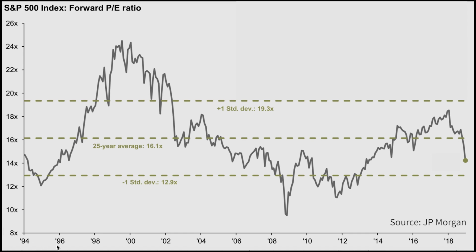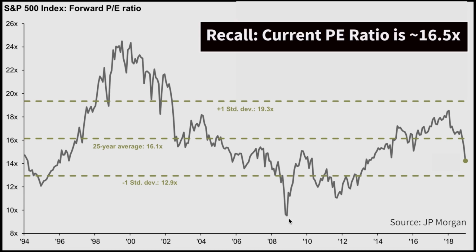So for example, let's say 1999, at the peak of the internet bubble, the market was trading at a little bit over 24 times forward earnings. And if you look at 2009, which is the trough of the Great Recession, the market was trading at about 10 times forward earnings.